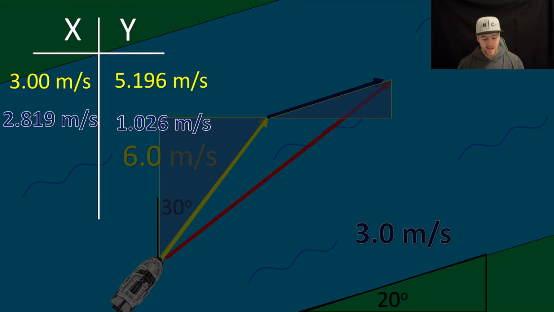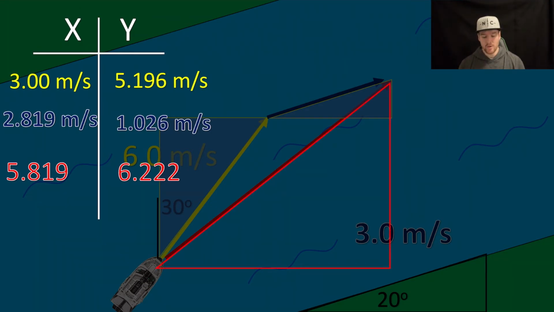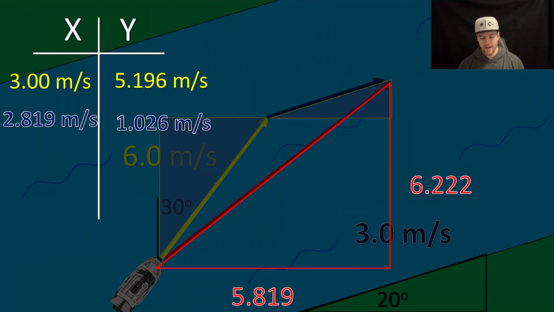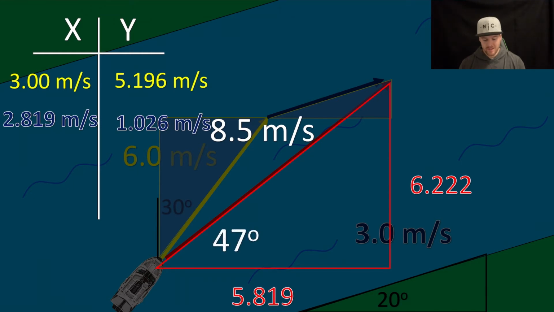I add those two x directions and I add the two y directions and I get the totals for each category. Now I can use this to determine the final triangle shown here for the resulting vector. I'm going to put those components there, the x on the bottom and the y on the vertical one, and we're just going to use the Pythagorean theorem to find the hypotenuse of a rounded number 8.5 meters per second and inverse tan to find the angle of 47 degrees.